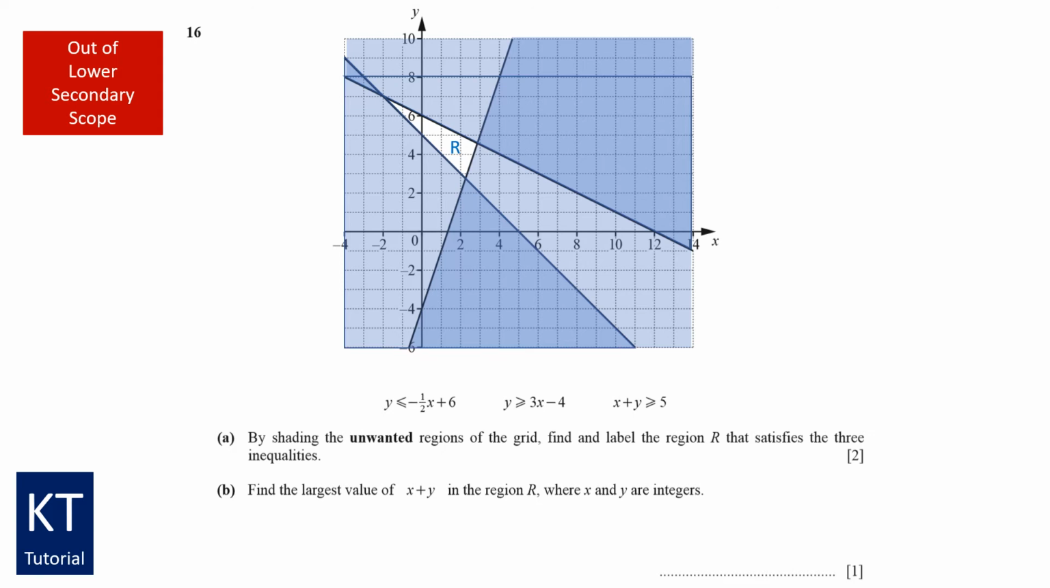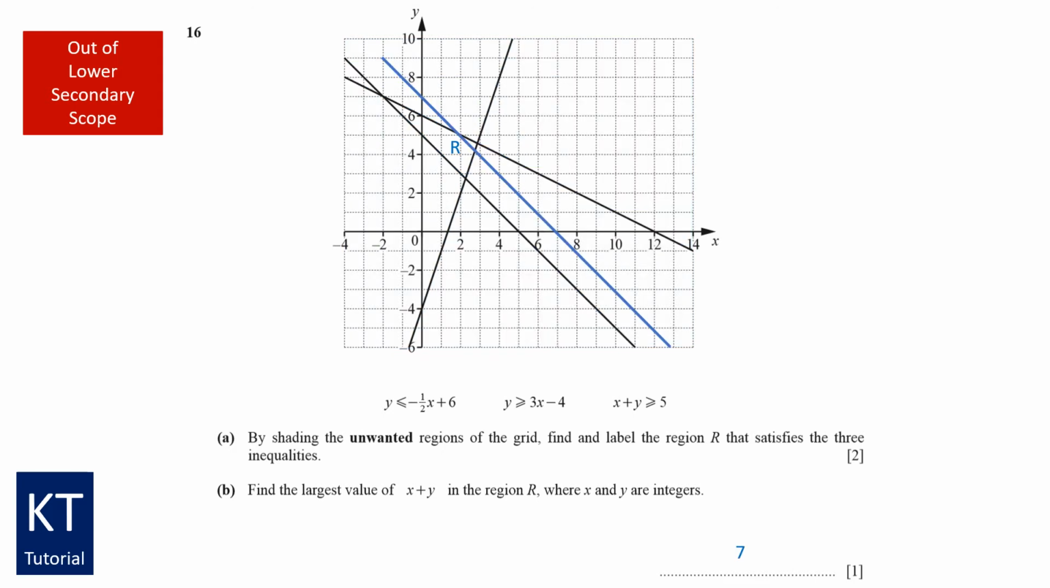Question 16b. Find the largest value of x plus y in the region R, where x and y are integers. The largest value of x plus y in the region R has to be when the parallel line is sitting at its highest point but within the region R. Also, with the additional condition where x and y are integers, the blue line has to be intersecting through the corners of the grid. With that being said, the largest value of x plus y is 7.